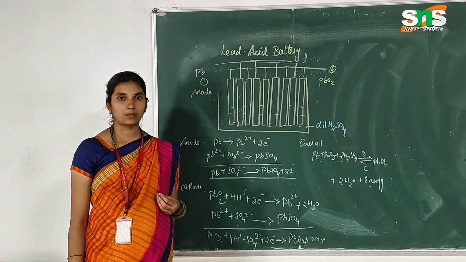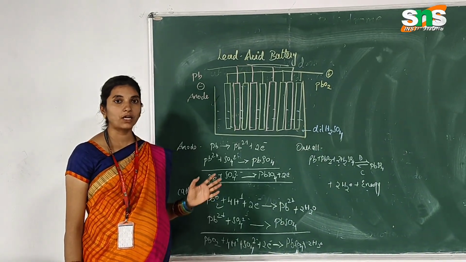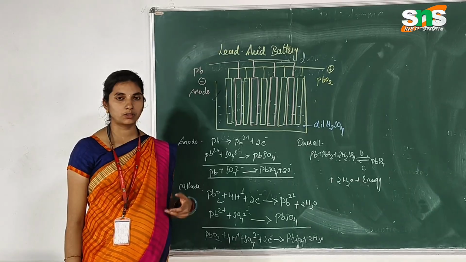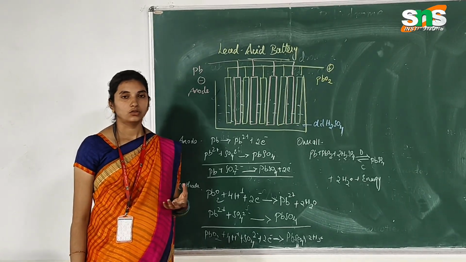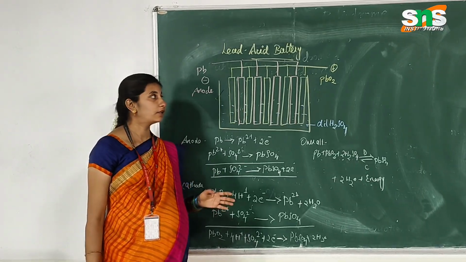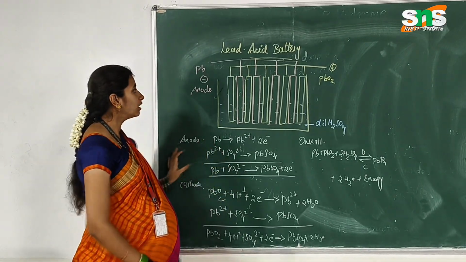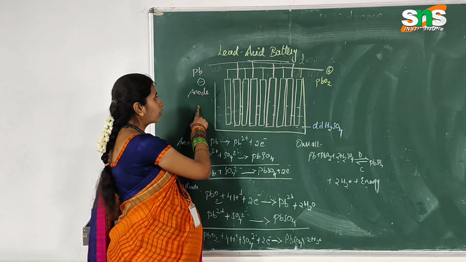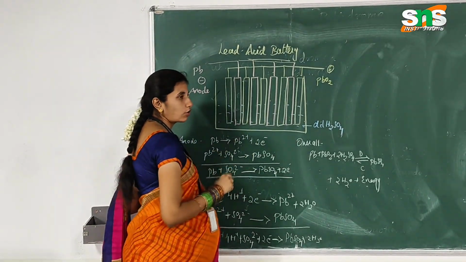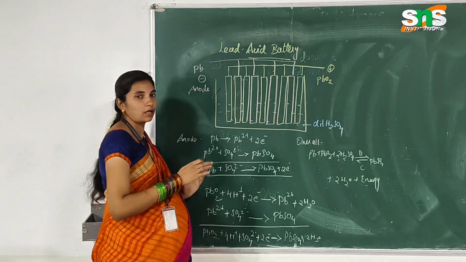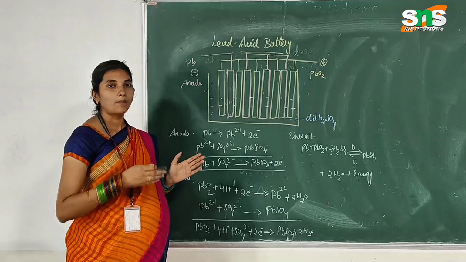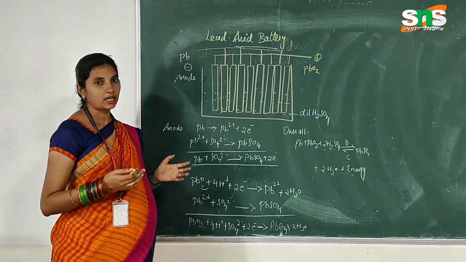Here the voltaic cell plays a major role in the transfer of electrons, while the electrolytic cell transfers the energy to the battery. Now the construction: the battery is made of lead and lead oxide plates. The anode is the lead plate and the cathode is connected with the lead oxide plates. The anode lead and the cathode lead oxide plates are combined in parallel with series connections to form the cell.